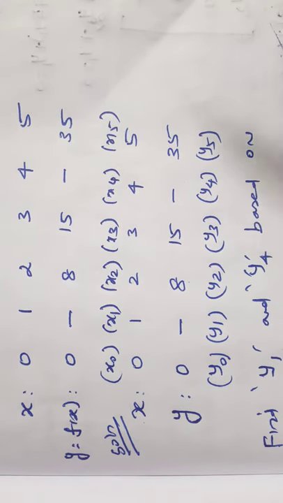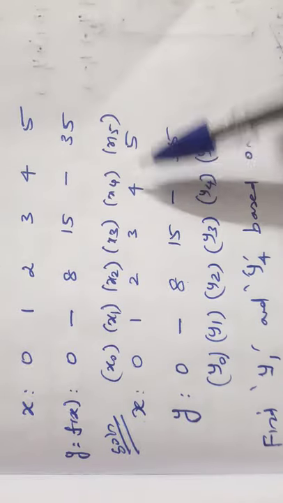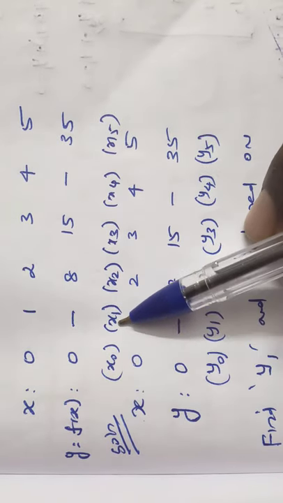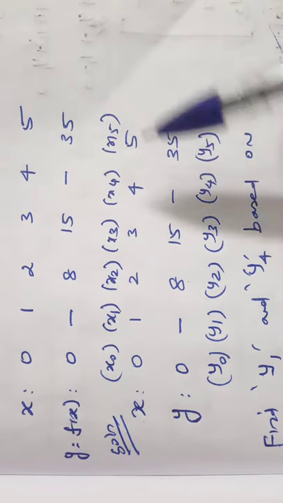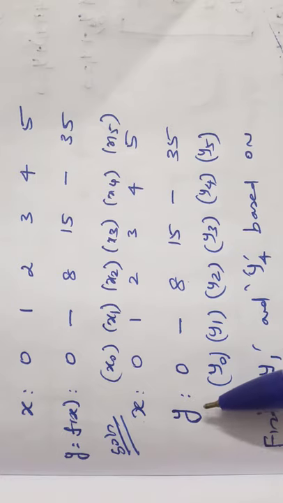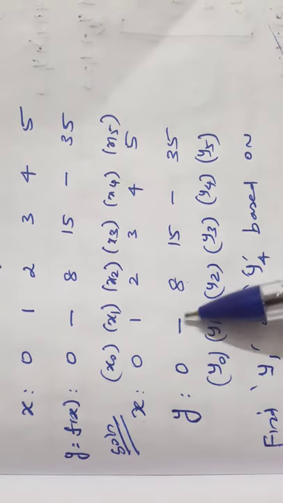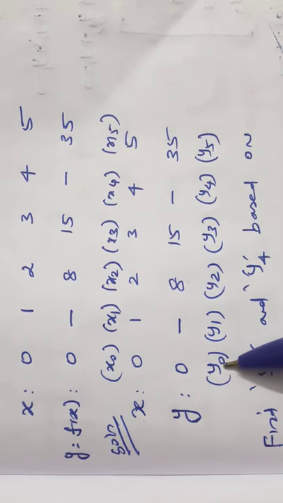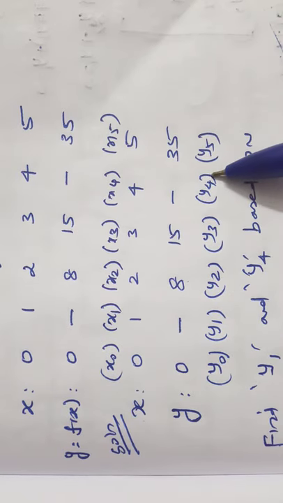Solution. X can be taken as 0, 1, 2, 3, 4, 5. So initially x0, x1, x2, x3, x4 and x5. And y entries are 0, blank space, 8, 15, blank space, 35. Starting element is y0, second element is y1, y2, y3, y4, y5.